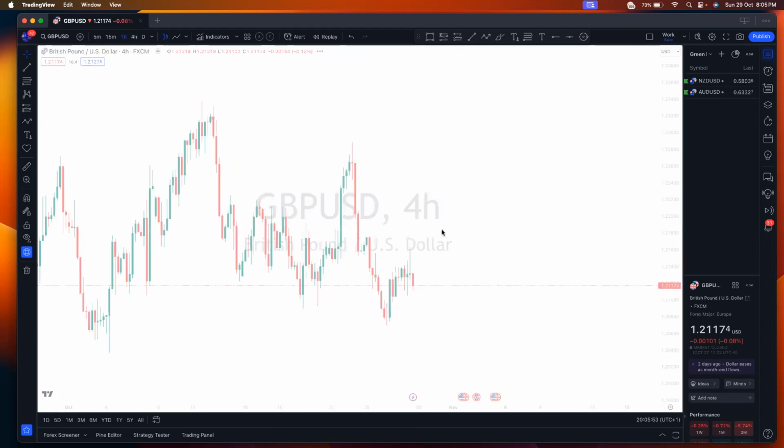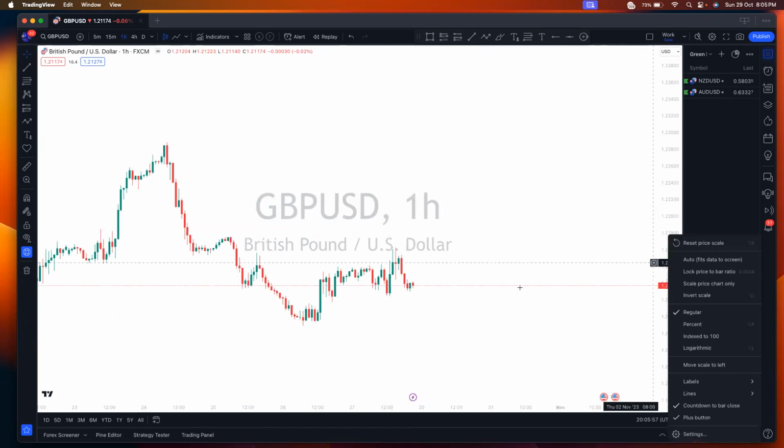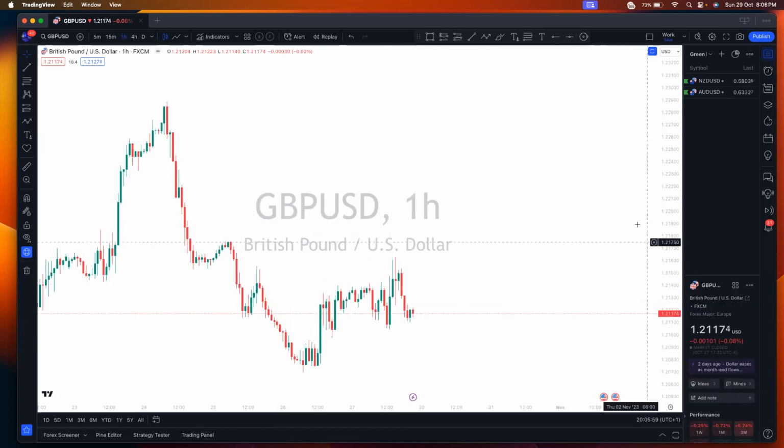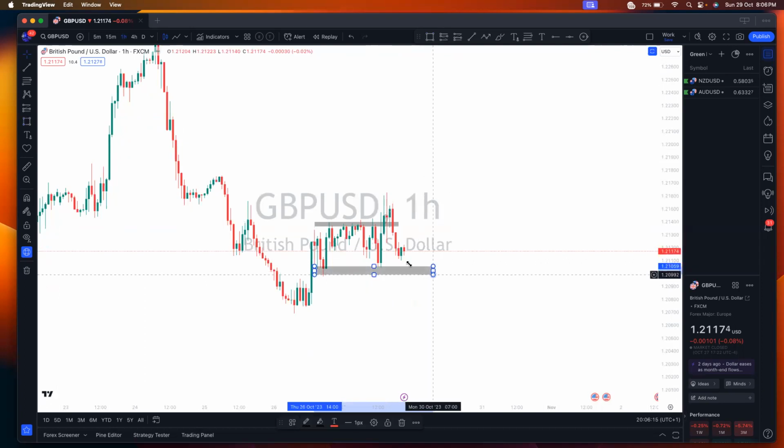We'll go to the 1 hour time frame. On this 1 hour time frame, I'm looking for zones where I can enter this market. Since the 4 hour time frame is bearish, we have this high here, and then we have this low here. So currently this market is ranging.